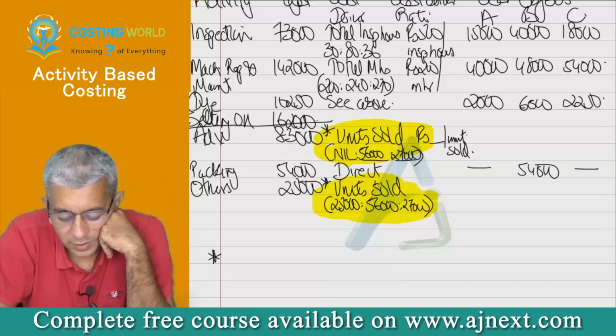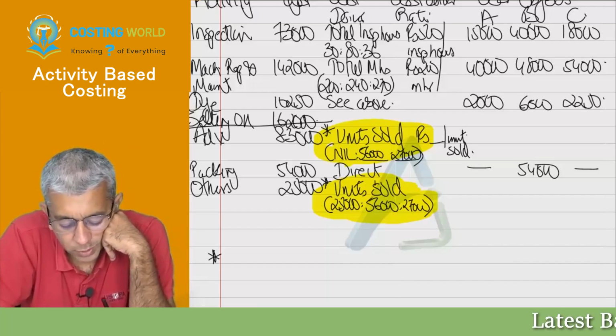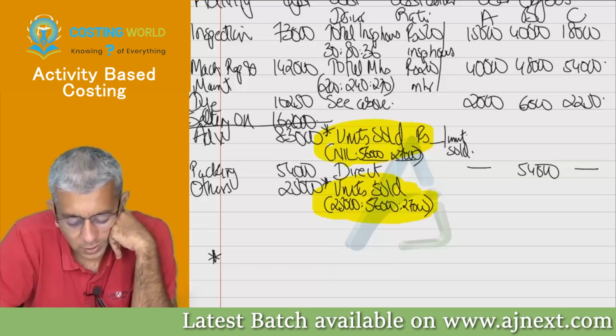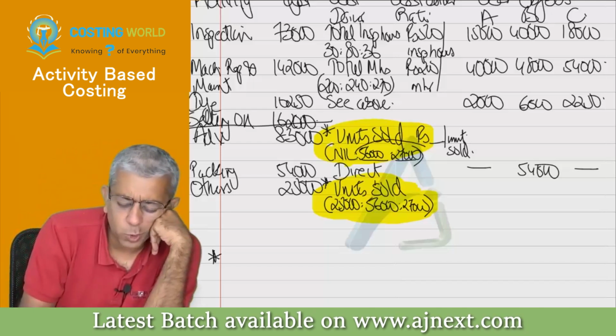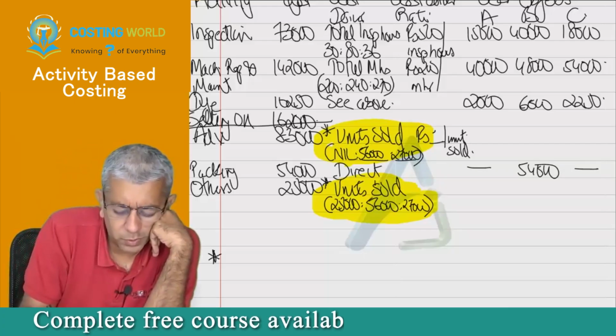Obviously, in cost driver rate, we will be writing something per unit sold, beta, because we are dividing in the ratio of number of units sold, no? So 83,000 divided by, can you say total of these is also 83,000, no? So therefore, rupee 1 per unit sold.